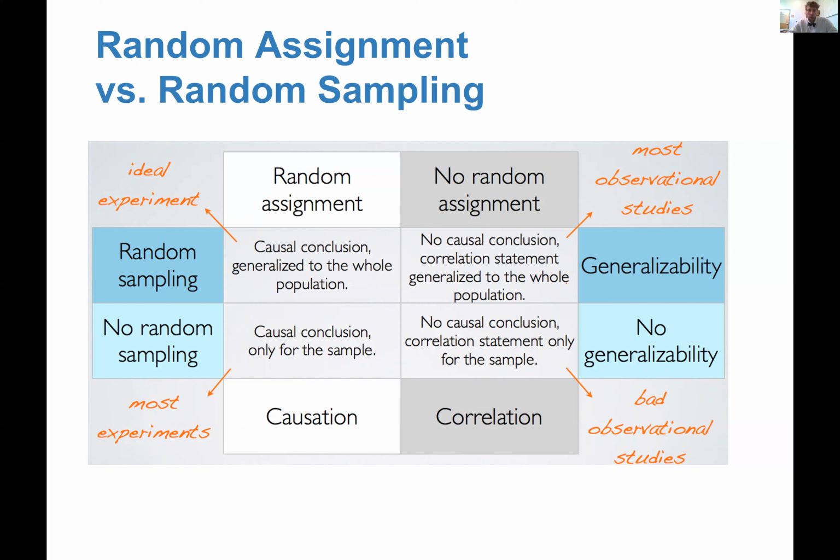Okay. So with most experiments, we don't have perfect random sampling because you need to have people sign up for them. And most observational studies don't prove causation. And then in the bottom right, bad observational studies. All right. That completes section 1.4, which completes chapter 1.